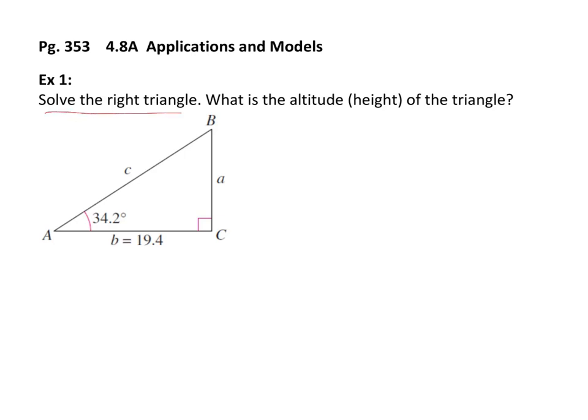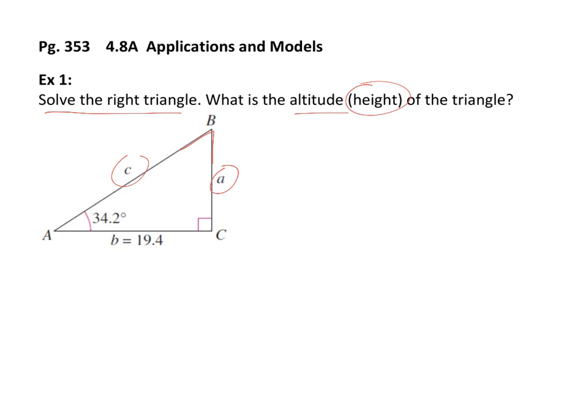Solving a right triangle means to find all the missing parts. For example, we're missing angle B, we're missing A, and we're missing C. We have to find all those parts, and once we do that, we've solved the triangle. What is the altitude? Altitude simply means height of the triangle.